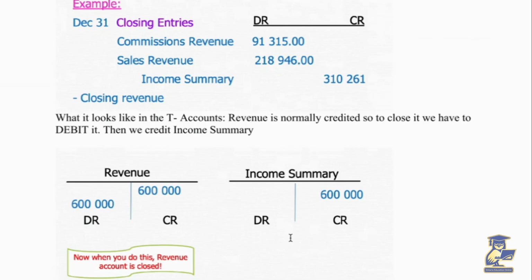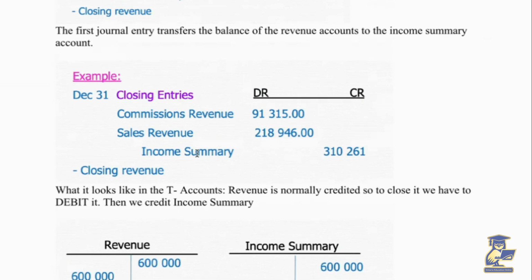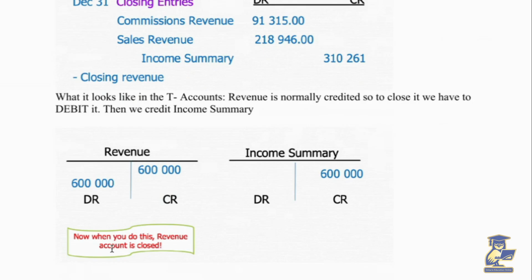Here's another example. Actually, this is the first example, but it shows you the T account. So note that now when you do this, revenue account is closed. So if I have my revenue account, I had a 600,000 credit, then I closed it out by debiting that 600,000.